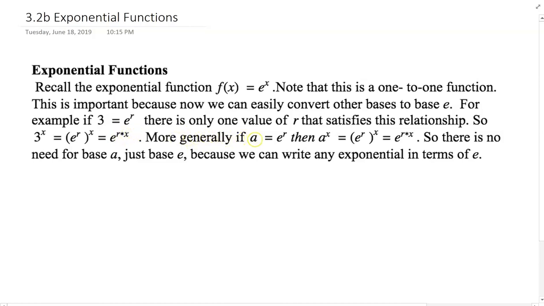More generally, if any number a equals e to the r, then a to the x is equal to e to the r to x, which is equal to e to the r times x. And that is from a property of exponents. So there is no need for a base a, just a base e, because now we can write any exponential in terms of base e.